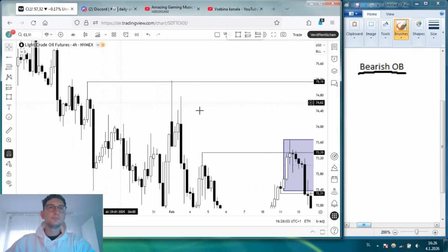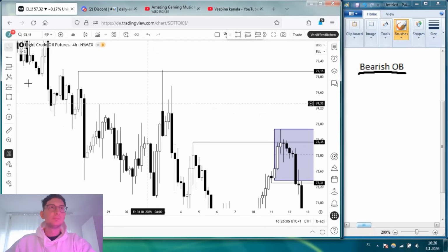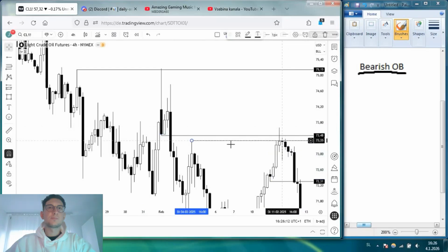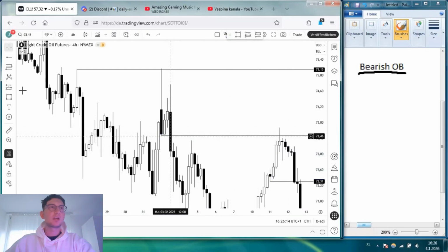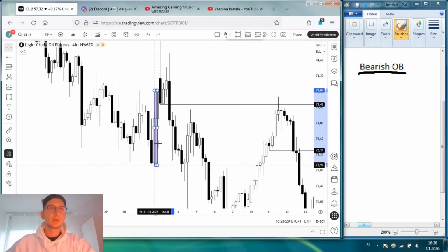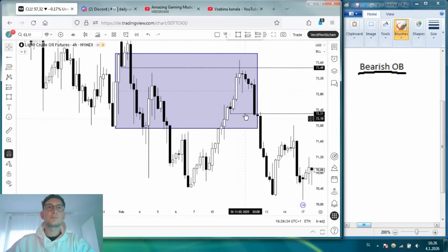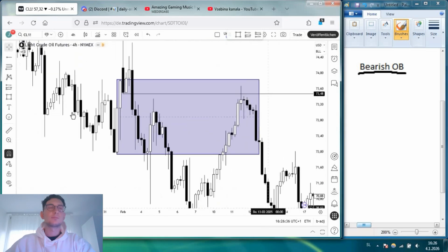Again, tiny liquidity sweep. We have break of structure. Let me delete all of this. Here with this candle we have break of structure. We have the last move up before the liquidity sweep. The last move up before the liquidity sweep goes from here down to here, like this. You see the price comes into the order block and then continues lower.